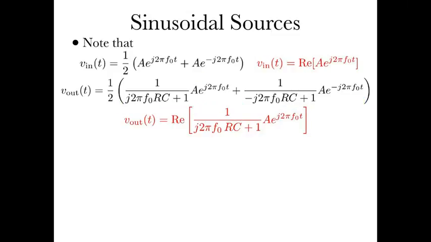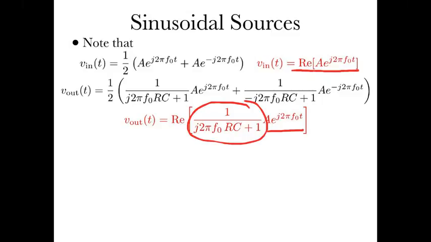We can think about when we have a source that is a sinusoid, you can think about it as the real part of a complex exponential. The output is going to be the real part of the same complex exponential with the amplitude modified by what the circuit does that we found using voltage divider.